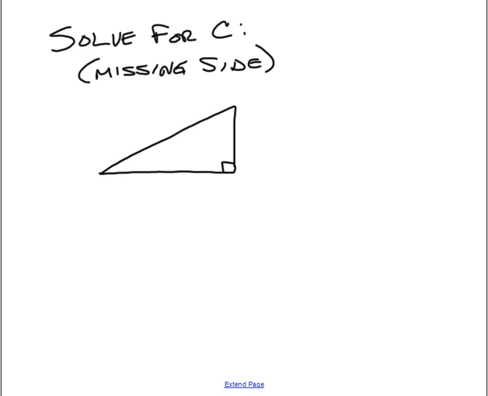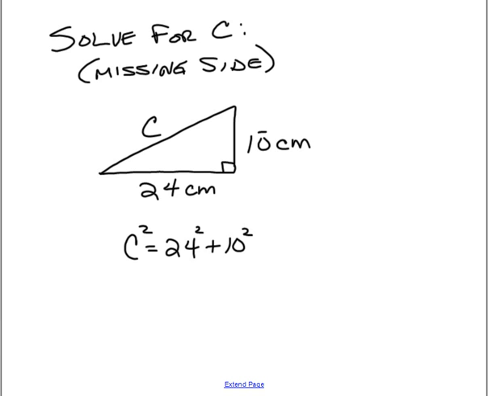So this one we're going to say is 10 centimeters, and this one is 24 centimeters. And we want to solve for side C. Okay, now here's one of the things that went much better on the test. I was really happy to see this. But with your Pythagorean theorem, we've got C squared is equal to 24 squared plus 10 squared.